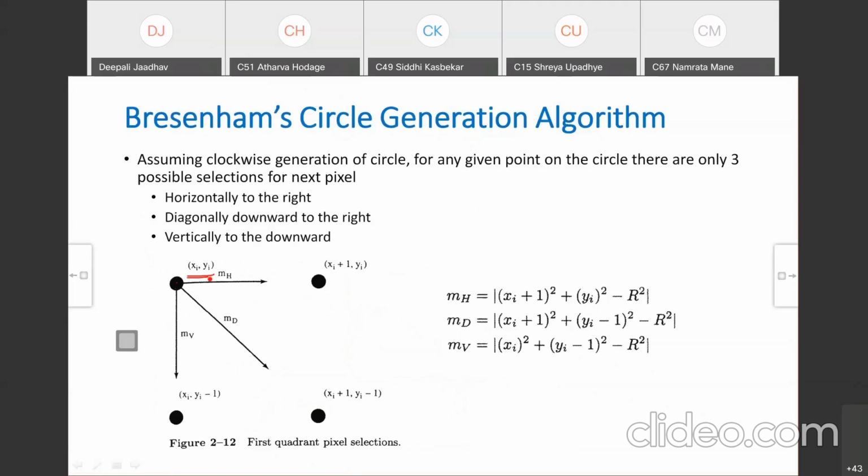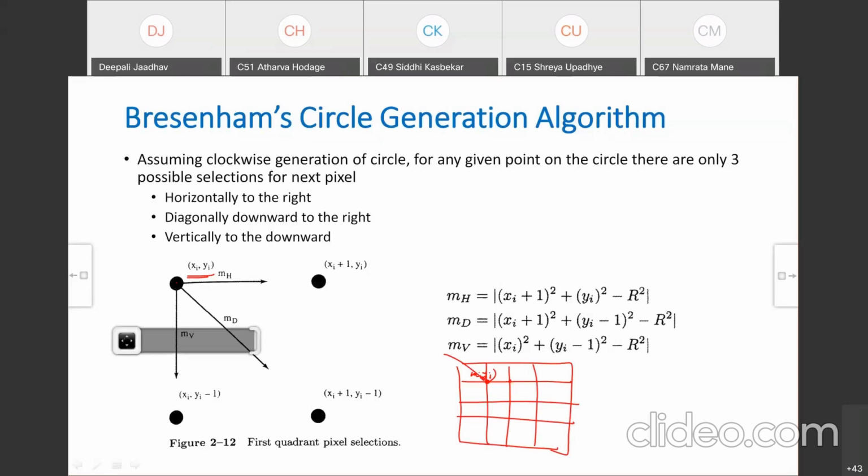See, I draw here the raster system. Suppose this point is on the circle. It is xi, yi. Suppose we are drawing the circle like this. This is the point on the circle. Now, which one to be selected? There are three options. Either select this one as the next point.